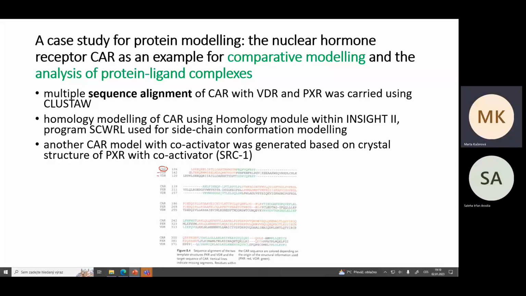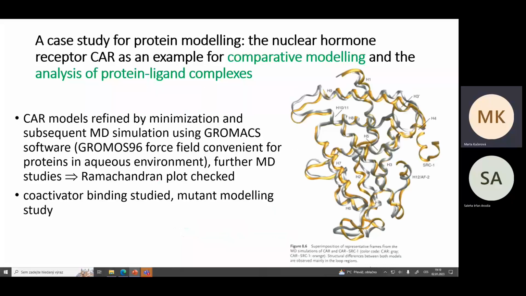And based on the comparison of these two known structures, they constructed, using some software for homology modeling, the structure of constitutive androstane receptor, which is here in the picture in gray.